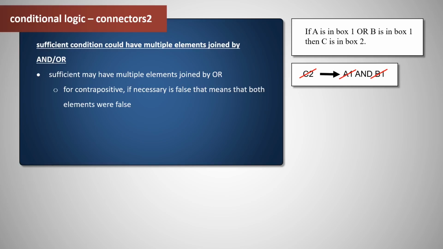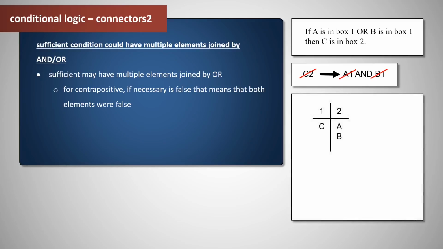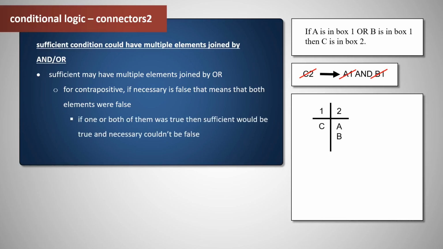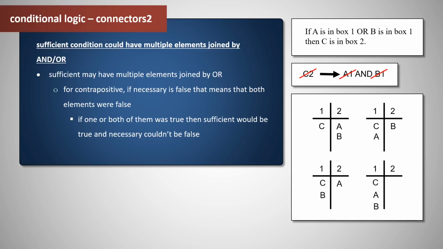So if C is not in 2, you couldn't have had A being in 1 sending it to 2. You couldn't have had B being in 1 sending it to 2, or both of them. So you know that neither of them are actually going to be in 1. And what that tells you is that if C is in 1, you know for a fact that A and B are going to be in 2. And once again, if one or both of them was true, then the sufficient would be true and the necessary couldn't be false. So you know that they both have to be false. You know that they're both going to be over in 2 because the necessary is false, because we're dealing with the contrapositive where C is not in 2. And if you have these diagrams, you know that they're incorrect because you can't have C and A over in 1. You can't have C and B over in 1. You can't have C, A, and B over in 1.